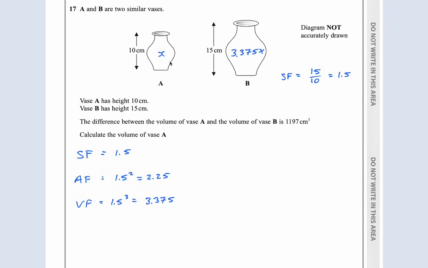Okay, so the difference between these two: I'm going to do 3.375x minus x, so the volume of B minus the volume of A, because it's the difference between them, is 1197. Calculate the volume of vase A. So now I just have to solve for x. 3.375x minus 1x is 2.375x.